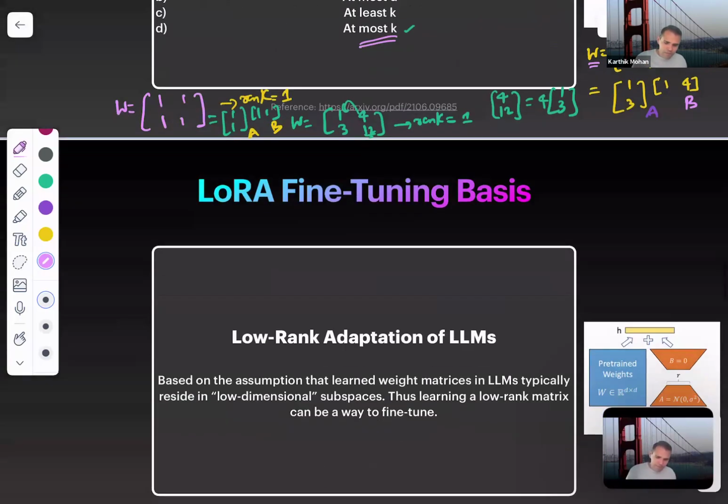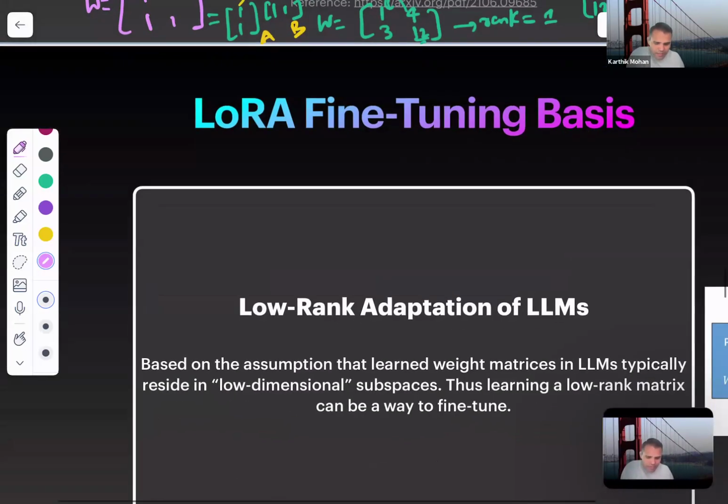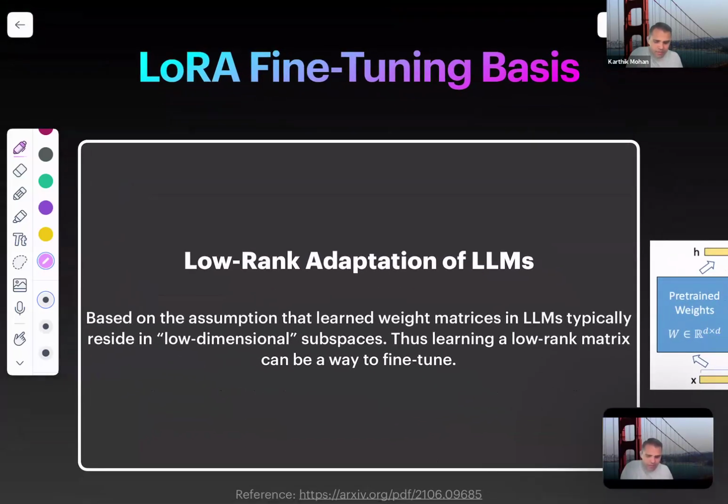Okay. So coming back to LoRA, the basis for fine-tuning with LoRA is that the learned weight matrices in LLMs, people have observed, typically reside in low dimensional subspaces. That is, if you take, let's say, a Llama 3, 8 billion or 70 billion, and then you take any weight matrix from one of the transformer blocks. Within that, there is a self-attention layer. You go in there and then you say, what's the weight matrix sitting there?